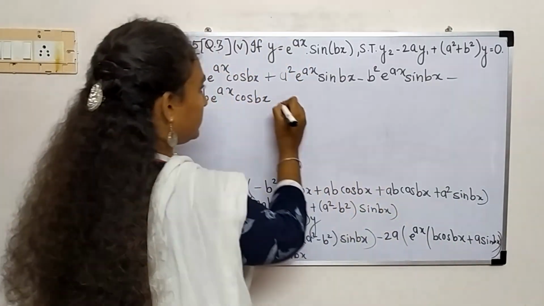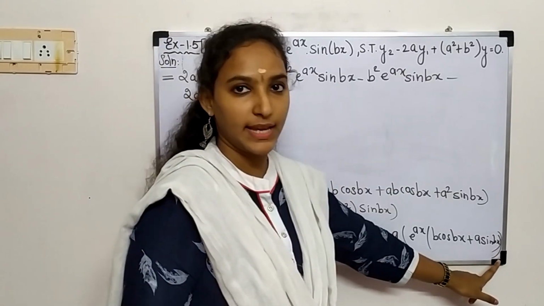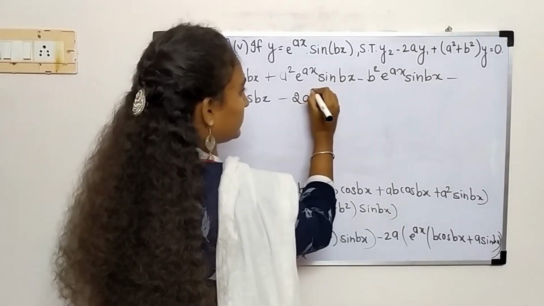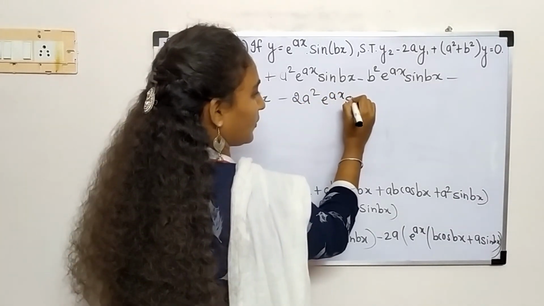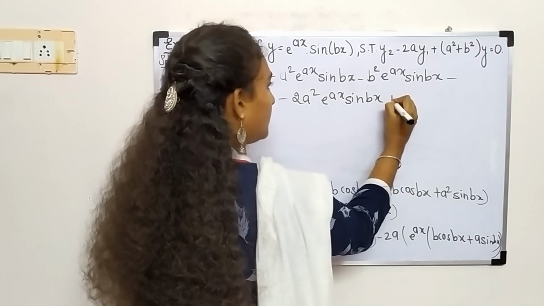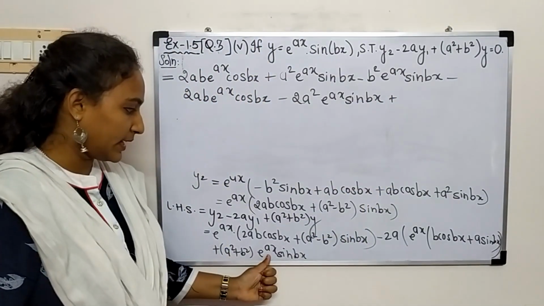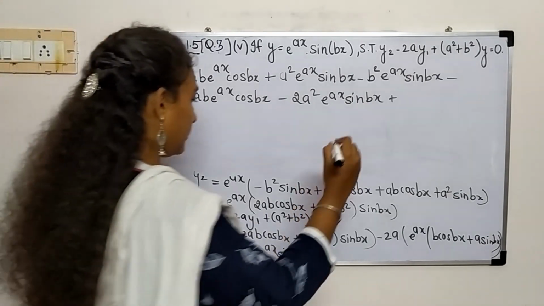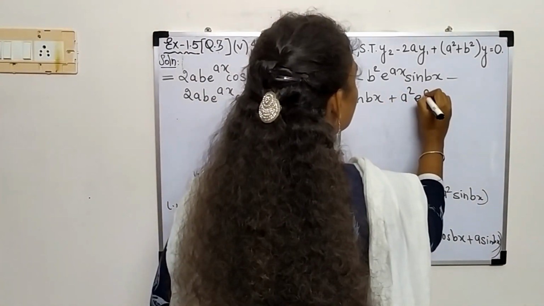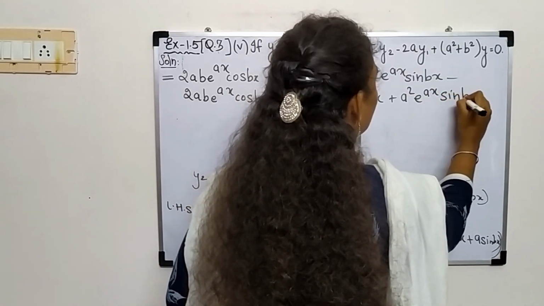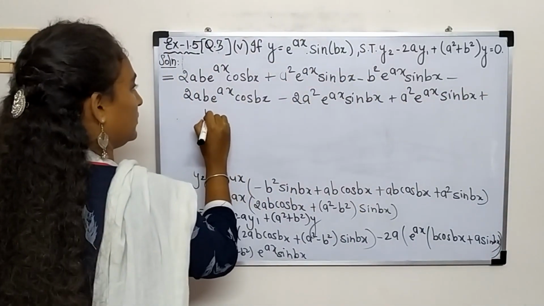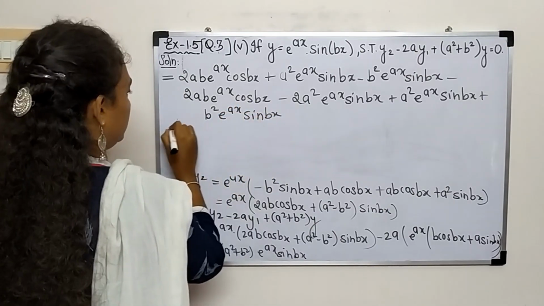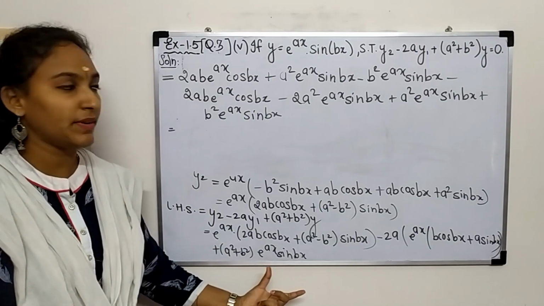again minus 2a square e power ax sin bx plus a square e power ax sin bx plus b square e power ax sin bx. This is the expansion of LHS.